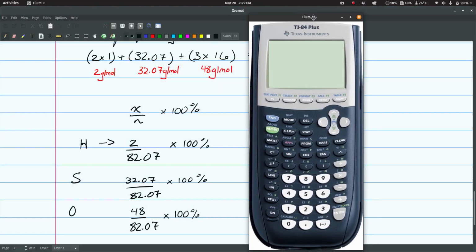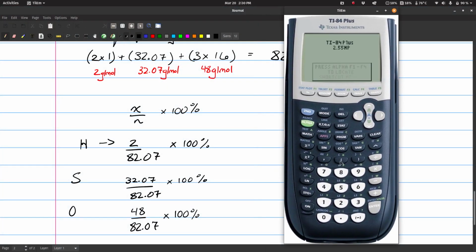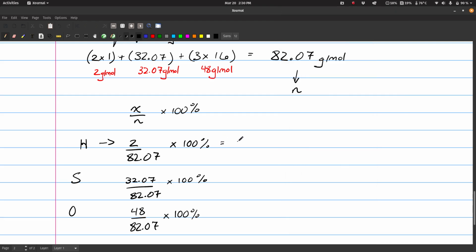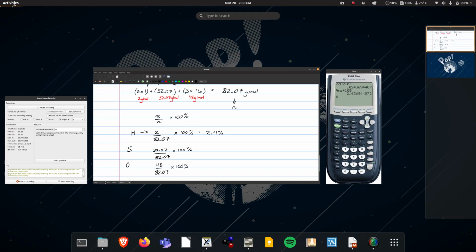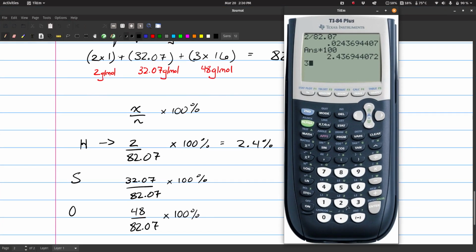I'll move this over so you guys can copy while I'm setting this up. So let's do this. We have 2 divided by 82.07 times 100. So it's going to be about 2.44% or 2.4%. Let's go to the next one. We have 32.07 divided by 82.07 times 100. That's going to be about 39.1%.